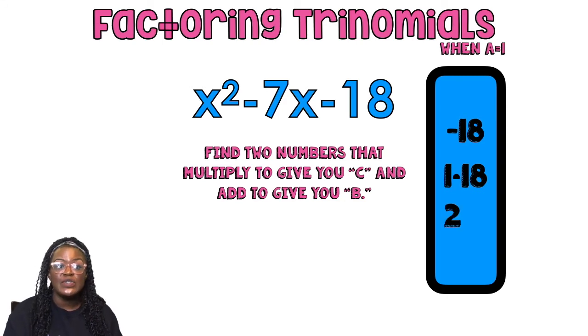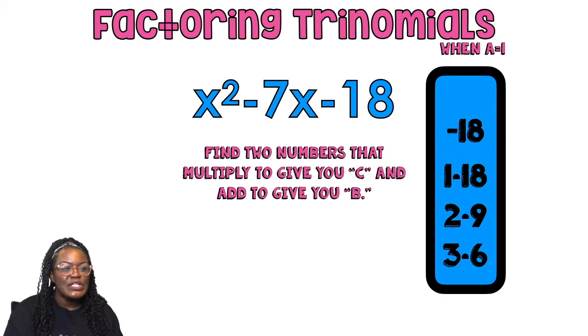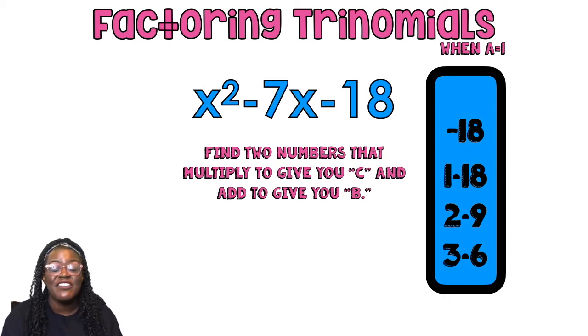18, good. 2 times what? 9, good. 3 times what? 6, good. So, which combination can give me a negative 7? A negative 7. 1 and 18, 1 plus 18 is 19. 18 minus 1 is 17. That's not going to work, right?